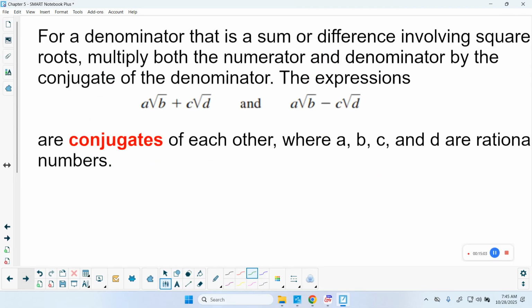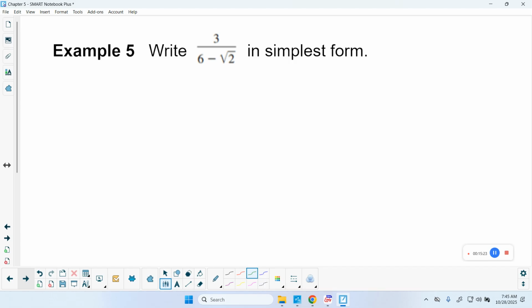Now for our last problem on this one, it says for a denominator that is a sum or a difference involving square roots, we have to multiply them by the conjugate. So remember, your conjugate is when we just end up kind of changing the sign. So if you're adding, you are subtracting. If you are subtracting, you are adding. So our last one, we are going to write 3 divided by 6 minus root 2 in simplest form. So because we have that root 2, we do have to multiply by the conjugate. Since our original denominator is 6 minus root 2, it means we're going to multiply by 6 plus root 2, which you guys have done before.